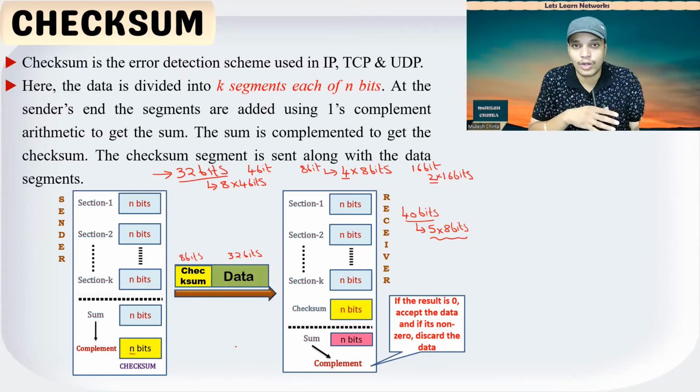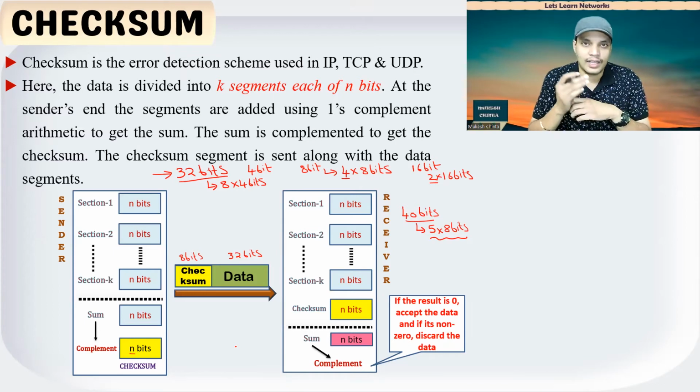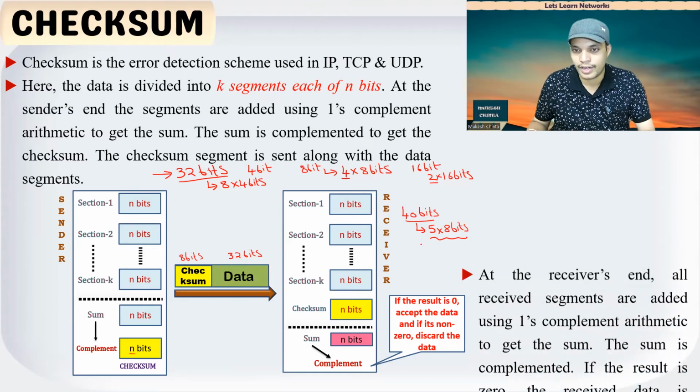If it is a non-zero number, then the receiver assumes that there is an error in transmission. Remember that checksum is an error detection scheme. So it will only tell you whether an error has happened or not. That's all. It will not give you any details regarding whether, where, how many errors have happened, or in which bit position the error has happened. No such thing happens here, because this is an error detection scheme. So that is what I have written here.